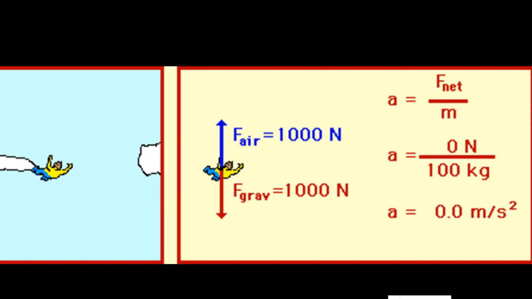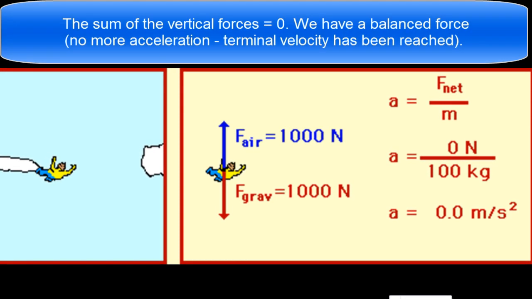Now, we reach a point in this fall where the upward drag or force of air resistance is 1,000 newtons. The downward weight is 1,000 newtons. The force is no longer unbalanced. The net force is 0. Look in this upper right hand corner. It's 1,000 minus 1,000, which is equal to 0 newtons. 0 divided by anything is 0. So this means they stop accelerating.